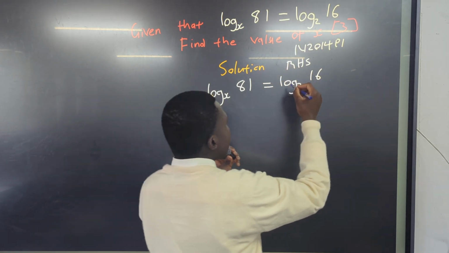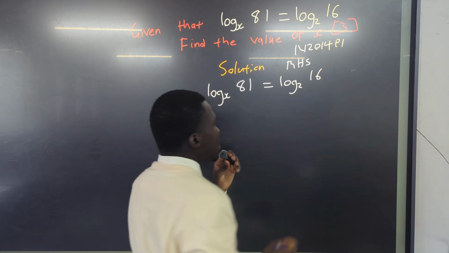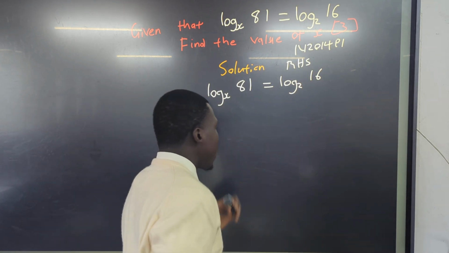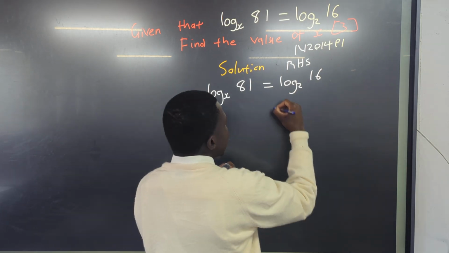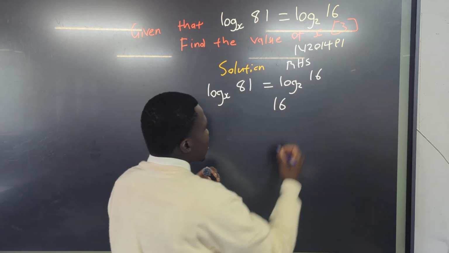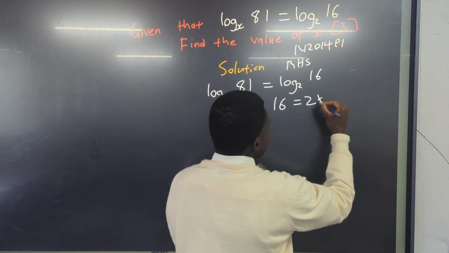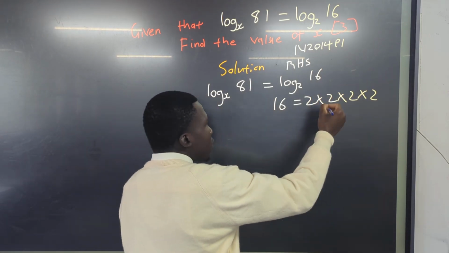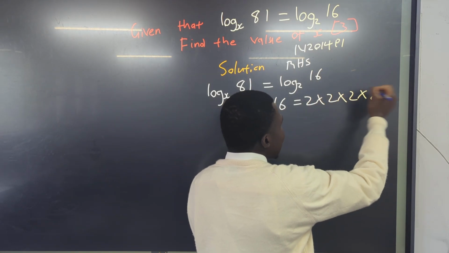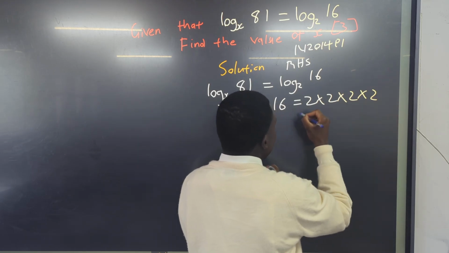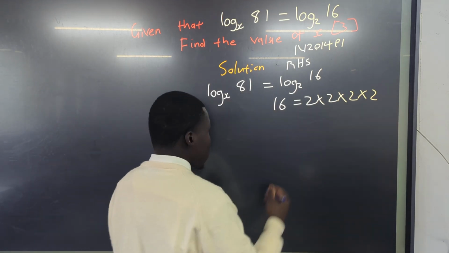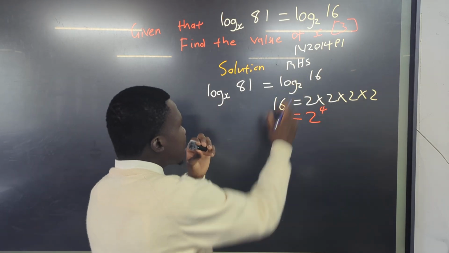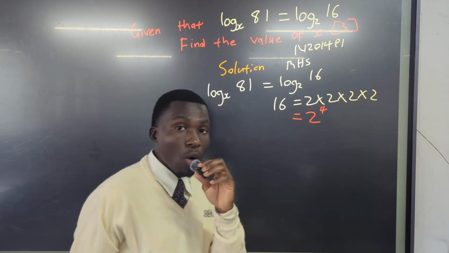So if you are given the argument 16, you need to make sure that 16 is expressed in terms of the base. So 16 in terms of 2 is the same as saying 2 times 2 times 2 times 2. 2 times 2 gets 4, 4 times 2 gets 8, and 8 times 2 gets 16. So this is the same as saying 2 to the power of 4. So we replace 16 with 2 to the power of 4.